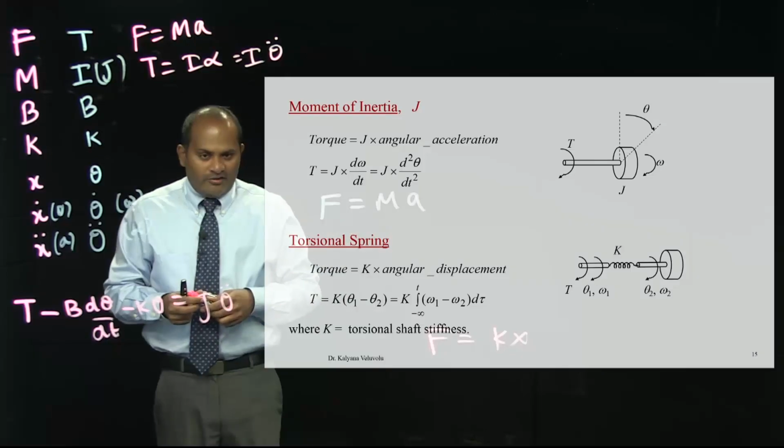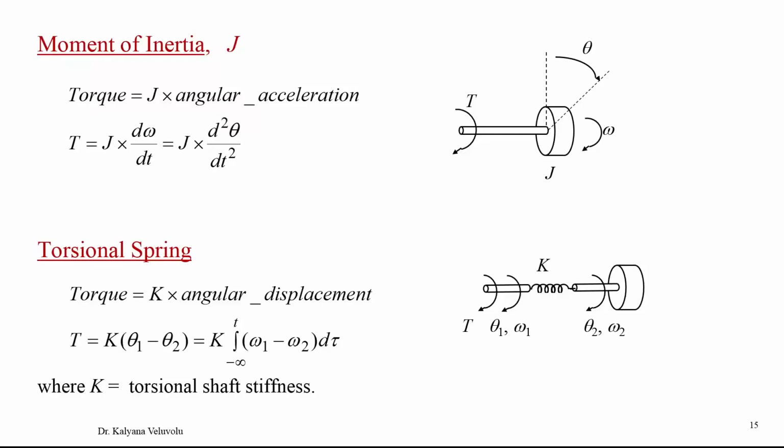Torque is equal to J into angular acceleration, like F is equal to m into a. If you apply a torque, it produces angular displacement. This is related to omega: theta dot is equal to omega and omega dot is equal to alpha, the angular acceleration. So, I can write torque is equal to J d omega by dt. Next, coming to the torsional spring, torque is equal to K into angular displacement. So, I can have torque is equal to K into theta 1 minus theta 2 in this expression.